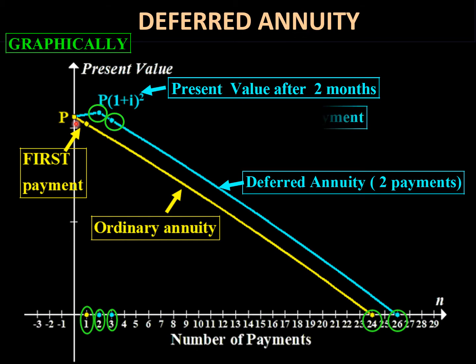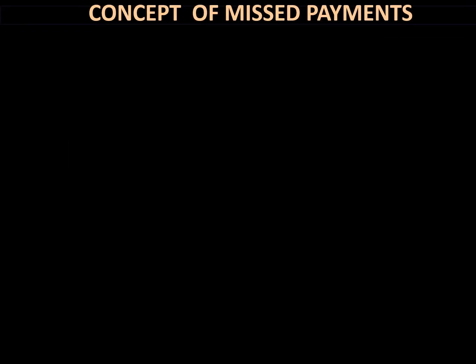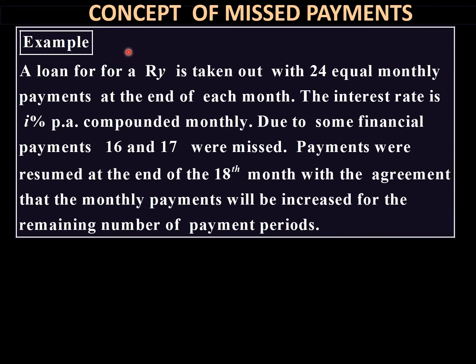And as you can see there, you missed 2 payments, but you still want to make 24 payments. So instead of ending on the 24th month, you'll end 26 months later. And that is your deferred annuity graphically. Let's look at an example.